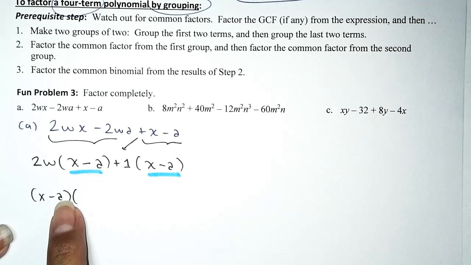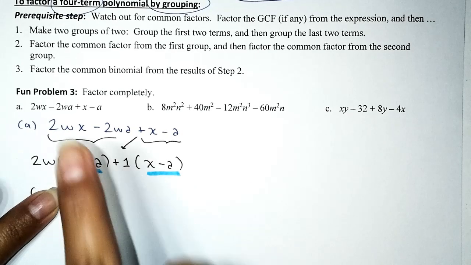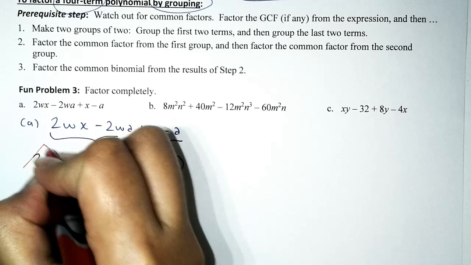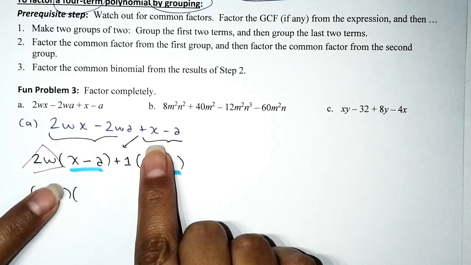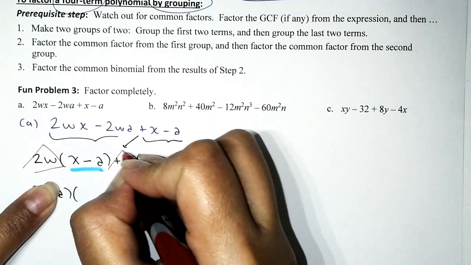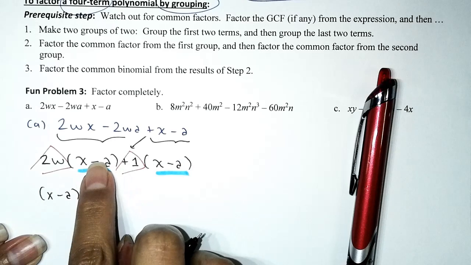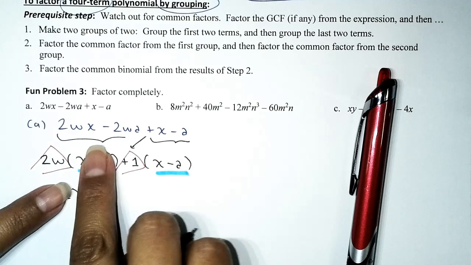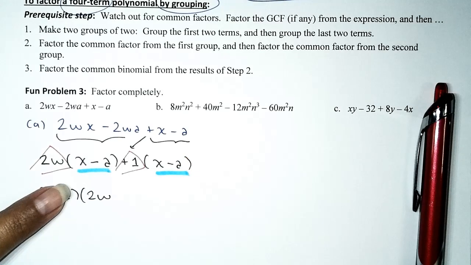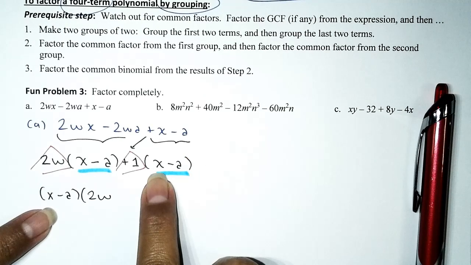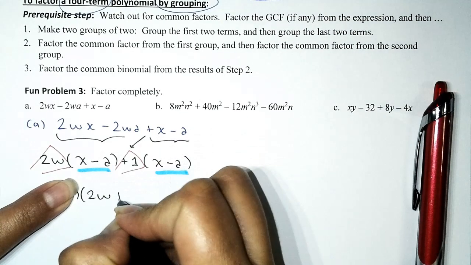First product divided by GCF. The x minus a's cancel, and that will leave us with 2w. Second product over GCF. The x minus a's cancel, and that will leave us with plus 1. Okay, I never wrote down what I have, sorry. I thought I was giving a verbal solution, sorry.